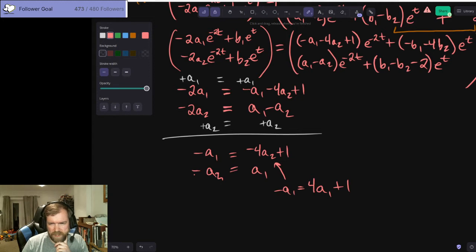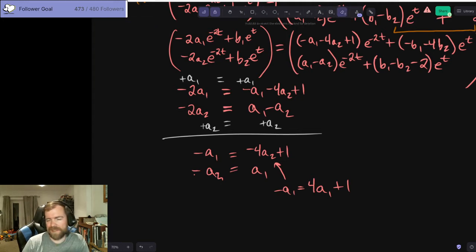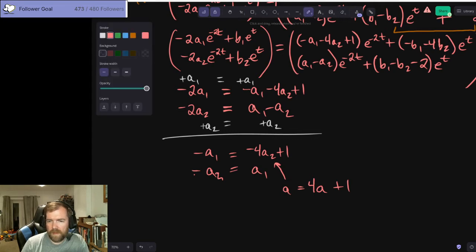I don't think I meant to do that. It doesn't matter, right? It's all the same. But if we plug it in the other way, this will allow us to add instead of subtract. If we add 4a2, then we end up with 3a2 is equal to 1, so a2 is going to be a third.